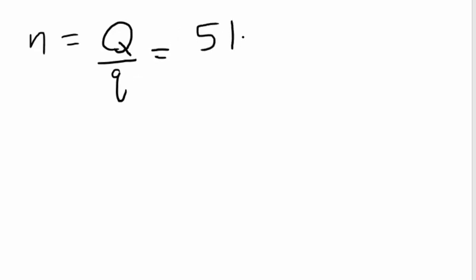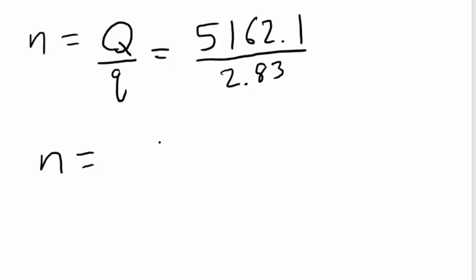Next, we can find our number of firms, as the formula for number of firms is big Q, or the market quantity, over the firm's quantity, or little q, and we know both. Our big Q was 5,162.1, and our little q was 2.83, and after plugging that into a calculator, we have a number of firms of 1,824.06. So there are approximately 1,824 farmers that also grow yams.